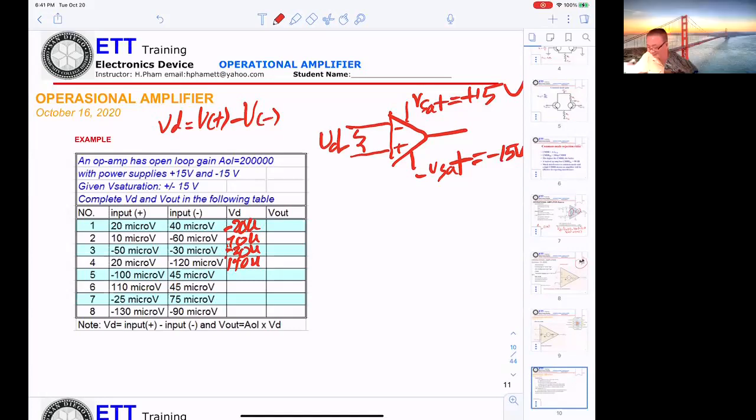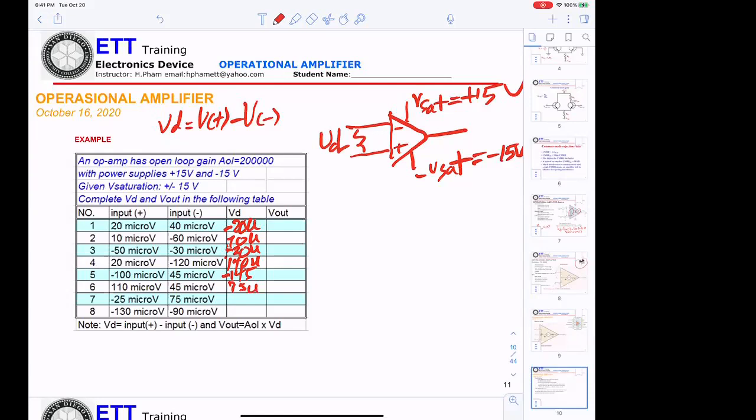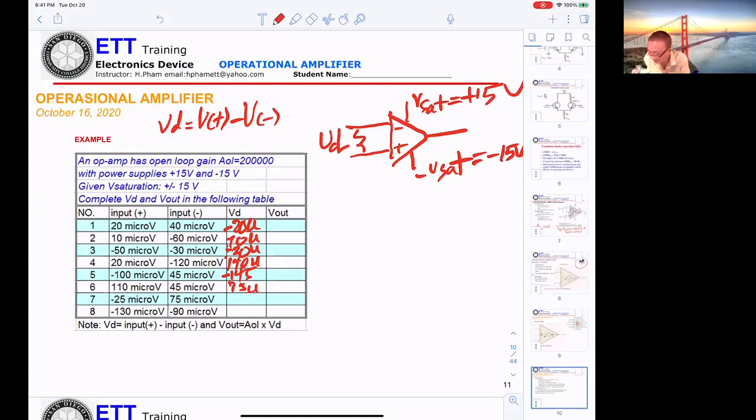Now, number 5. Negative 145. Right, minus 145. Number 6. 75. Number 65, not 75. Number 6 is wrong. Number 6, you told me wrong. 65, not 75, right?